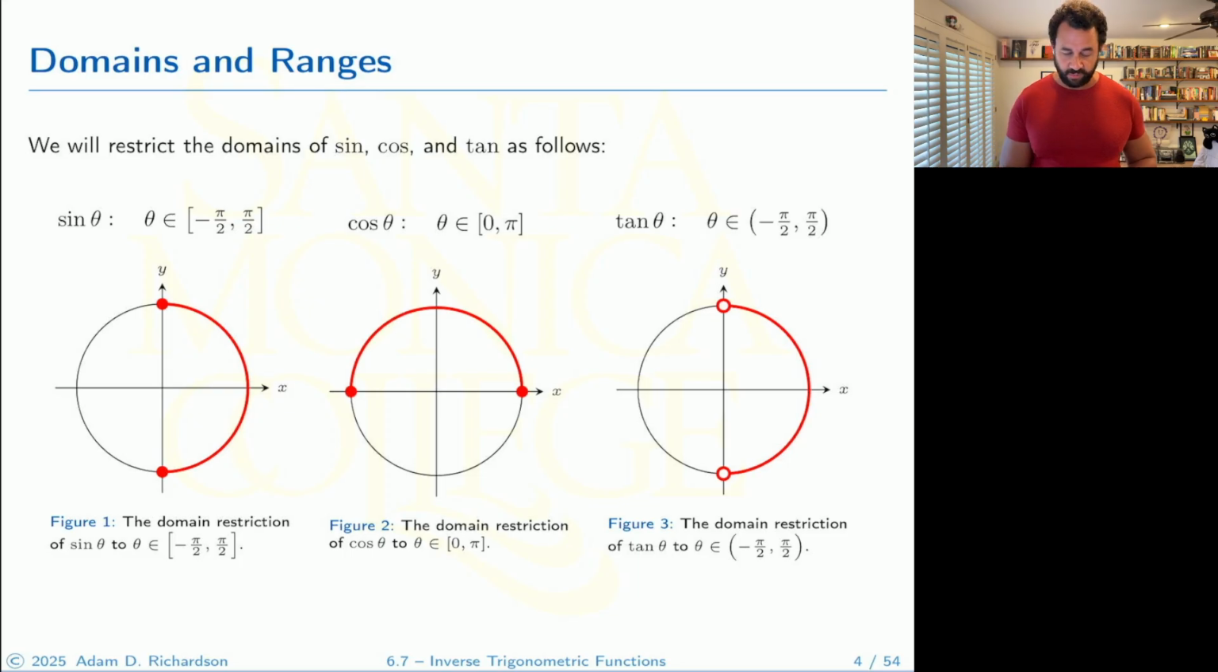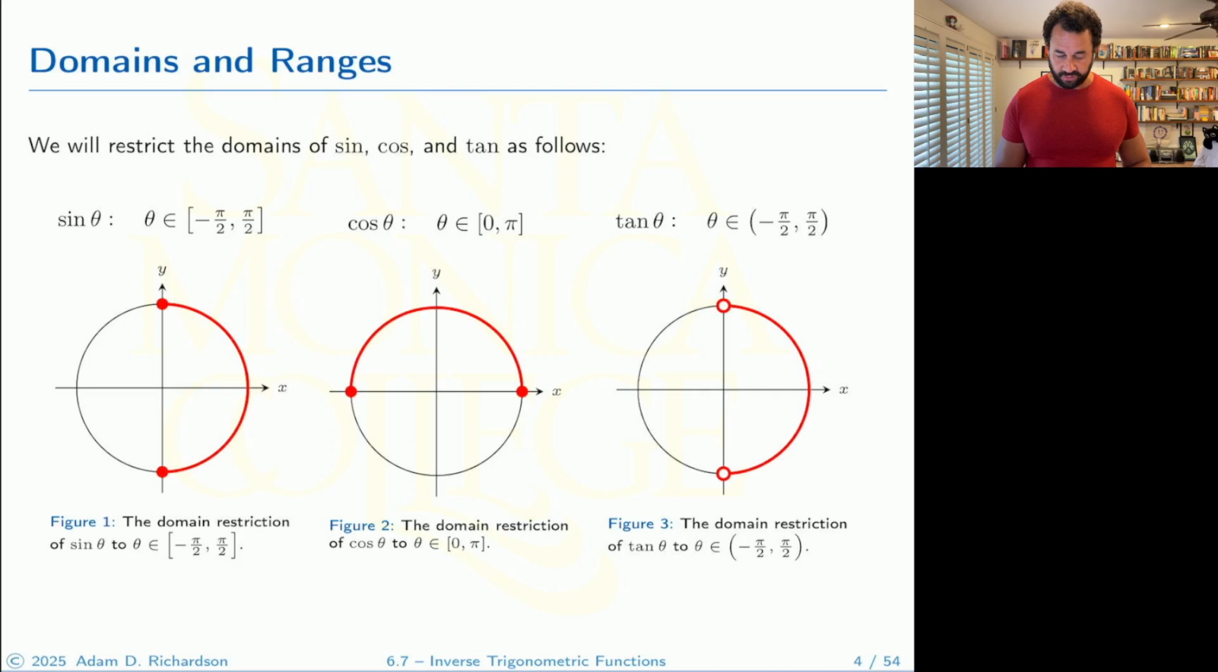We're going to restrict the domains of sine, cosine, and tangent as follows. For sine of theta, we are going to restrict the domain to the interval negative pi over 2 to pi over 2, including those endpoints. And this is just a picture of what those angles would be. So sine of theta is going to be restricted to this right side of the unit circle, including these two endpoints here and here. For cosine, we're going to restrict the domain to be 0 to pi, including those endpoints. So that's this upper semicircle here. Those angles are the acceptable angles for cosine under this restriction.